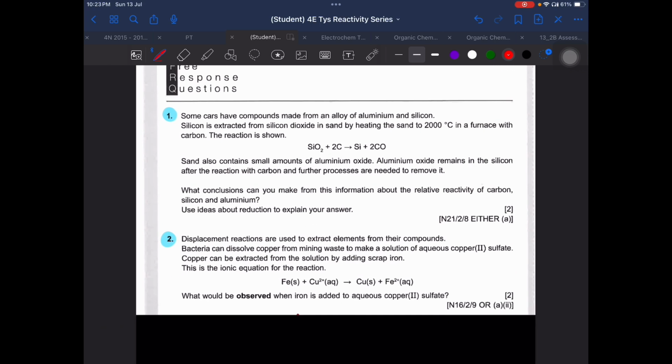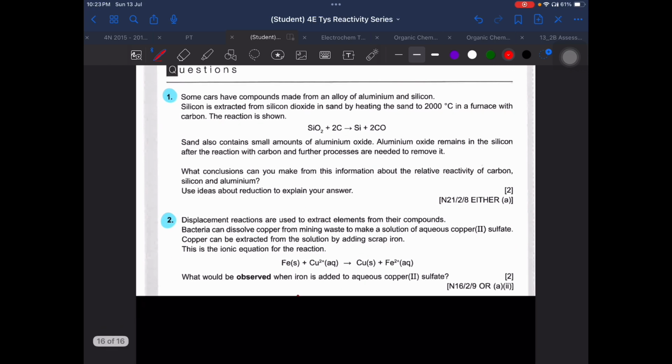Moving on to the free response question over here on question 1 as well as question 2, right? So I'll take on these two questions because I think the concept is pretty much similar. So if you read question 1, they say that silicon is extracted from silicon dioxide in sand by heating the sand to 2000 degrees Celsius in a furnace with that of carbon, right? Sand also contains small amount of aluminum oxide. Aluminum oxide will remain in the silicon after reaction with carbon, and further processes are needed to remove it. What conclusion can you make from this information about the relative reactivity of carbon, silicon, and aluminum?